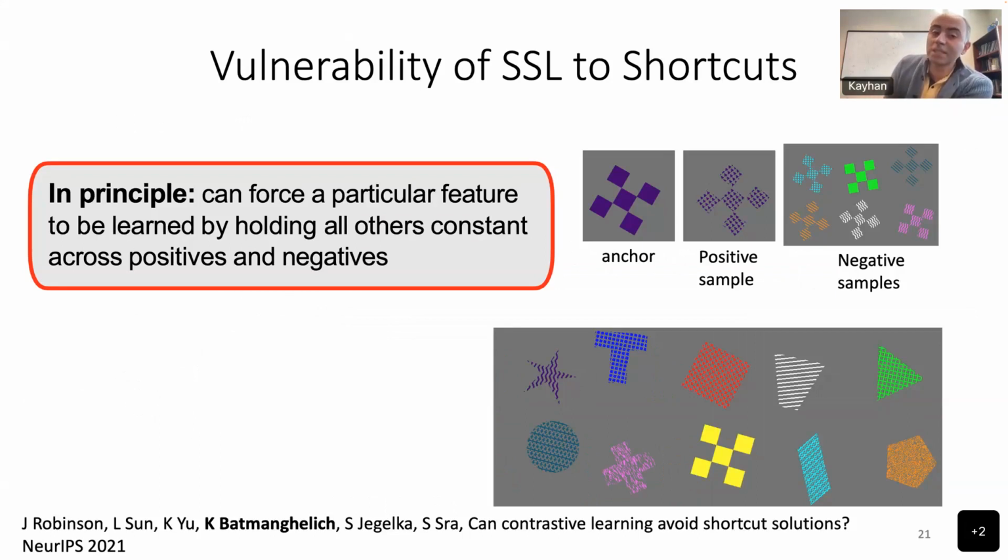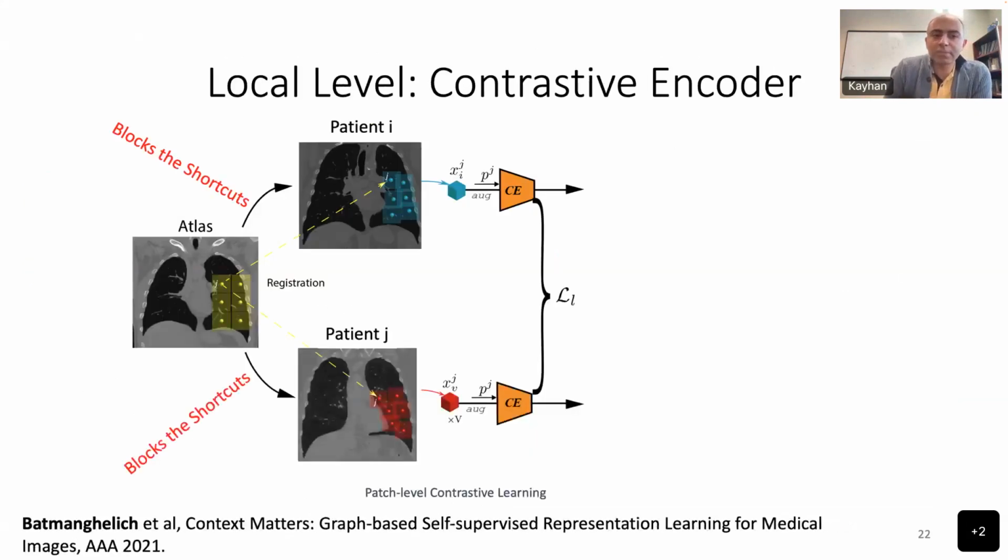As a result, the model cannot use the shape as a contrast, and it has to learn the other factors in order to learn the distinguishing features between the positive set and the negative set. But how can we do that? What would be the equivalent of that in our application?